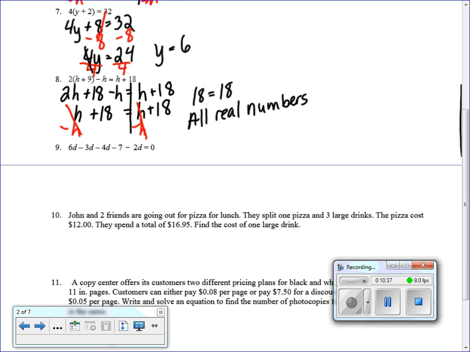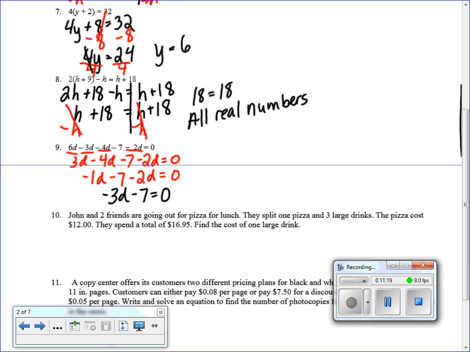Okay, let's take a look at number 9. Number 9, we don't have distributive property, but we do have like terms, so let's go ahead and combine our like terms. We have 6d, minus 3d, minus 4d, and this minus 2d at the end. 6d minus 3d gives you 3d. We have 3d minus 4d, which gives you negative 1d minus 7 minus 2d equals 0. Negative 1d minus 2d gives you negative 3d minus 7 equals 0.